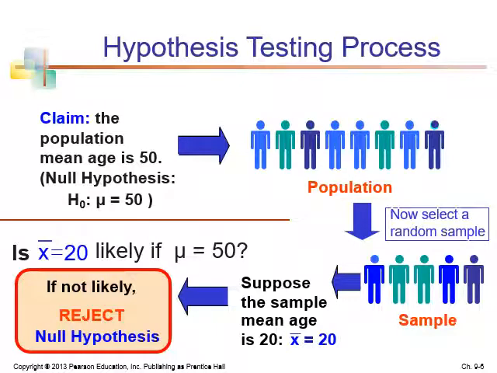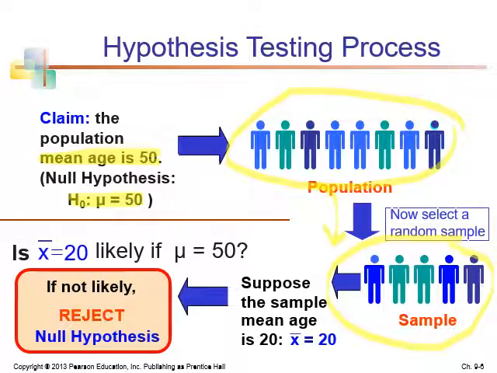So here's an example. There's a claim that the population mean age is 50. So this is the claim. And if you put it into a hypothesis, that means the null hypothesis, H0, is that mu equals 50. But we do not know the population. So from this population, we choose a sample.